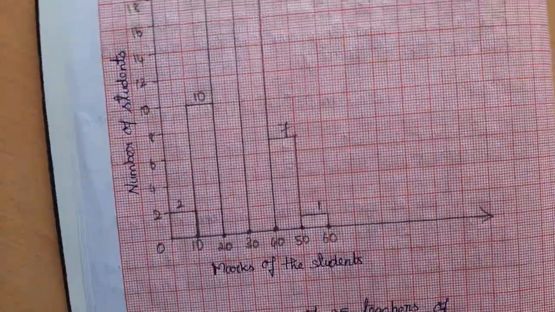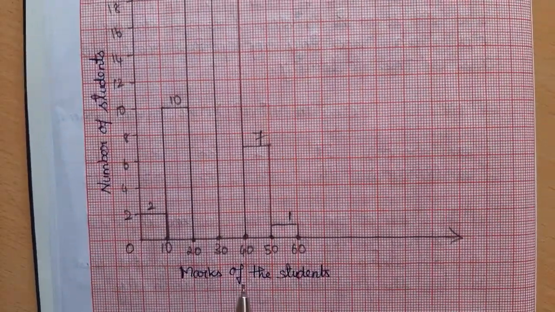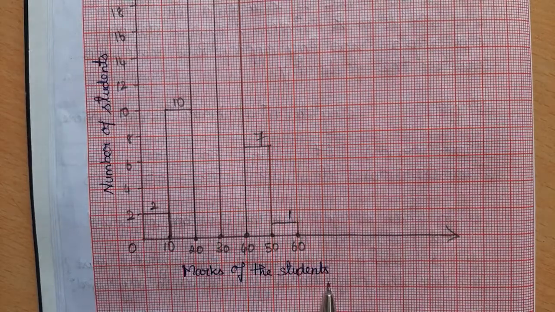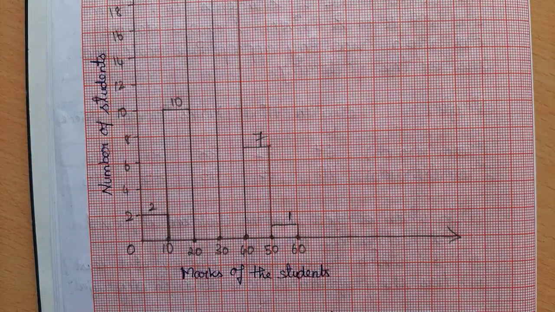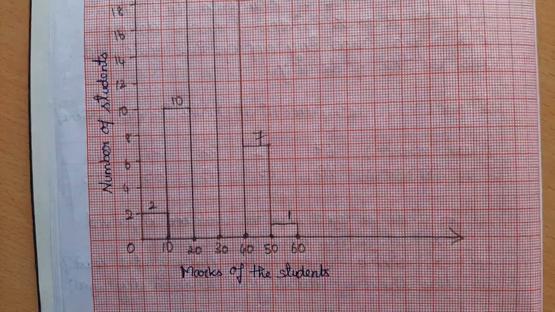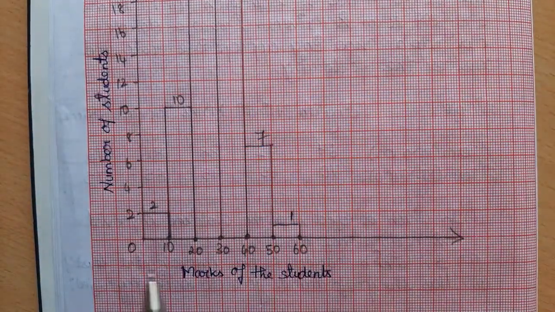I will be showing you the diagram here. You can see that in the horizontal it is mentioned as the marks of the students, and in the vertical it is the number of students. So, how many students scored out of 50, right?